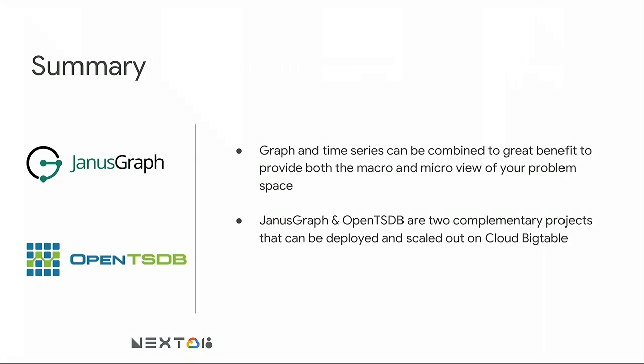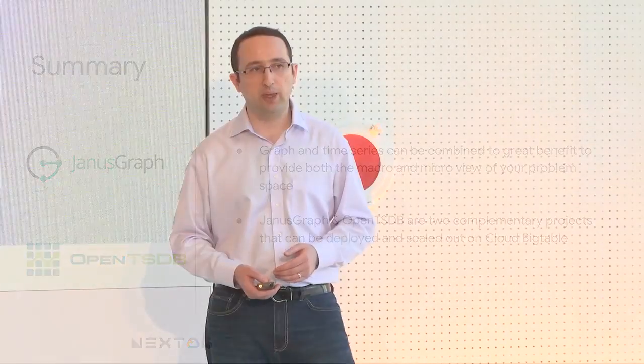So as you've seen, you can use both graph and time series databases to solve a number of different problems in a number of different industry verticals. This will give you both the micro view as well as the macro view of the situation, allowing you to explore the data at a high level through a graph, and then dive deep to understand the low-level behavior of the system at the micro level using the time series. And JanusGraph and OpenTSDB provide scalable implementations of both the graph and time series data models, and they can both be scaled as stateless services on top of a scalable database such as Bigtable.